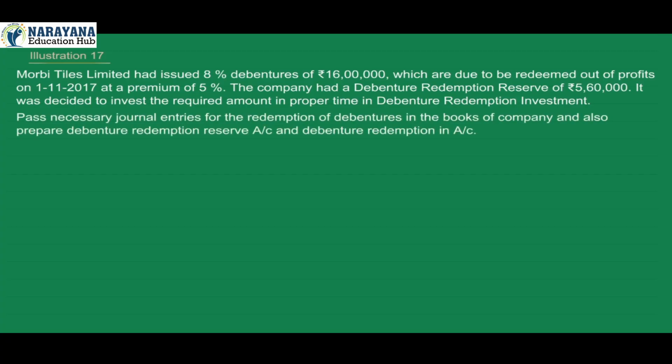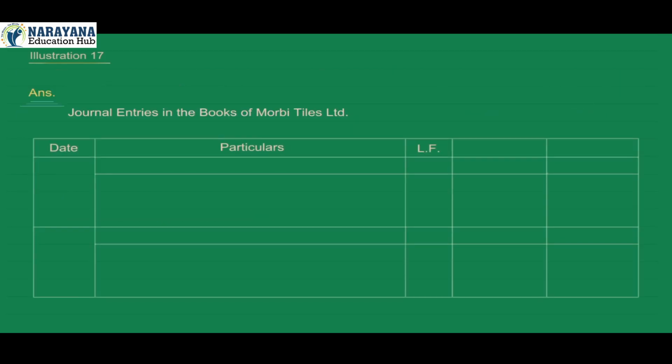Pass necessary journal entries for the redemption of debentures in the books of company and also prepare debenture redemption reserve account and debenture redemption investment account. Journal entries in the books of Morbi Tiles Limited. Date, particulars, ledger folio number, debit, credit.